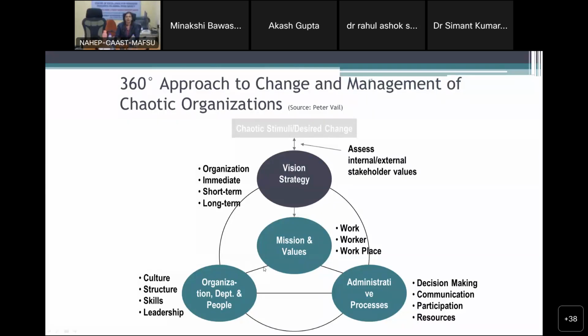And then workplace, what kind of workplace you have, administrative processes. So what kind of decision making, communication, participation, resources, right? And then comes the organization department, what culture, structure, skill, leadership. Now this is a government organization, the culture here is very different. If you go to a private one, the culture there you will find very different.